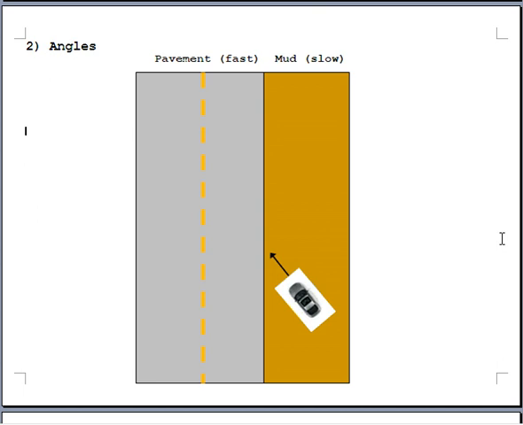We are going to continue talking about Snell's Law today and look at some examples that are a little bit more involved than what we saw last day. Some of the examples will contain double boundaries.